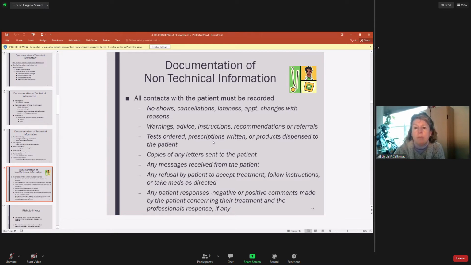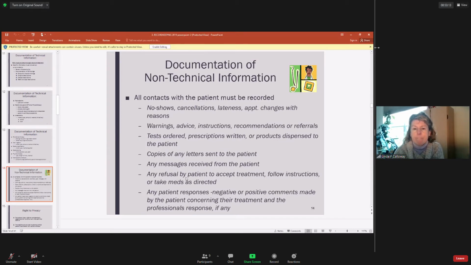Tests ordered, prescriptions written, products dispensed. Any letters, if a patient was sent a letter from the front desk stating a bill is due, that's going to be documented in the record somewhere. Any refusal of patient to accept treatment. We talked about radiographs. That's the most common one that we'll get.